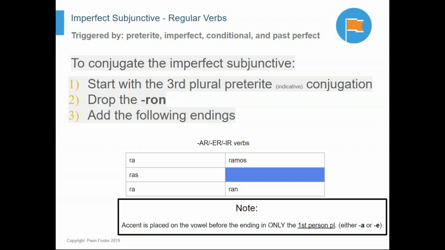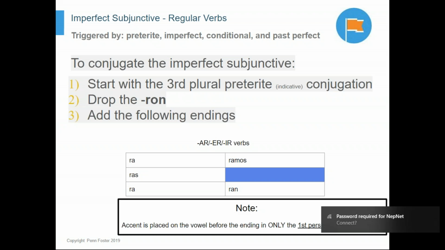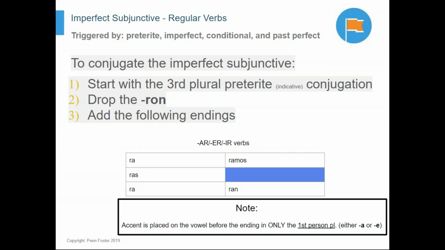So you would start by conjugating the verb to third person plural preterite if you're trying to conjugate to the imperfect subjunctive. Then you would drop the -ron. All third plural preterite verbs are going to end in -ron. And then you would add the following endings shown in the chart below. Pronounce: ra, ras, ra, ramos, and ran. And if you note at the bottom, there will be an accent applied here, but only in first person plural on the vowel that comes before -ramos. So if it's an AR verb, the accent will be on the A. If it's an ER-IR verb, the accent will be on the E. And we'll show you that in some examples as we move forward.